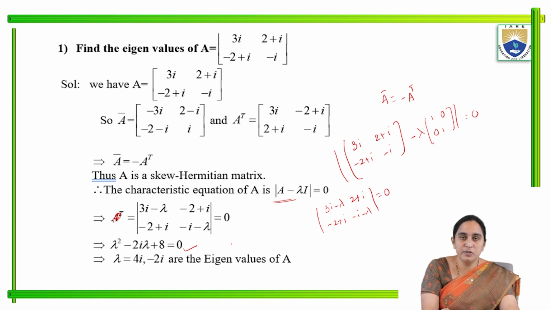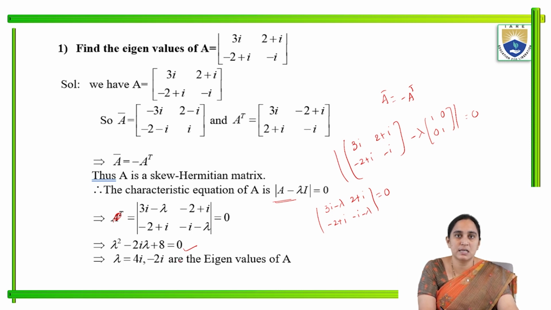We already discussed how to find the determinant of a 2 by 2 matrix in the previous classes. After getting that equation, just find the roots, and we directly get 4i and minus 2i as the eigenvalues of A. This is the first question for the complex matrix.